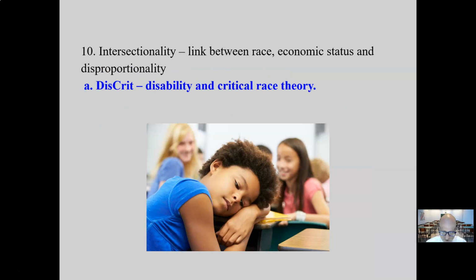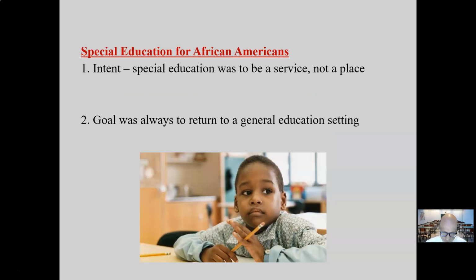So we have this intersectionality, it's called, between race, economic status, and disproportionality. It's called DisCrit, disability and critical race theory. Marginalized groups often do not exist in a single group or category. So being in two categories, marginalized groups become further marginalized.